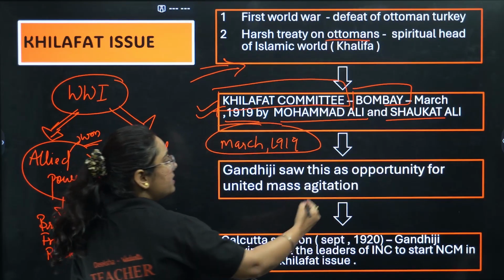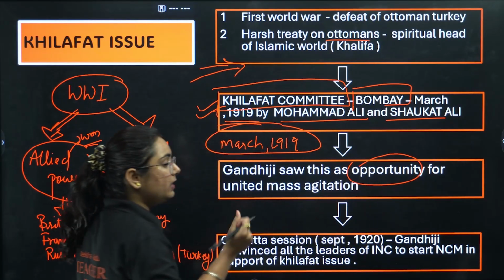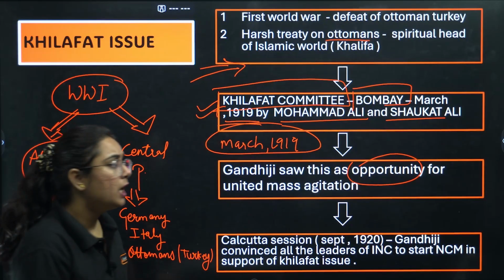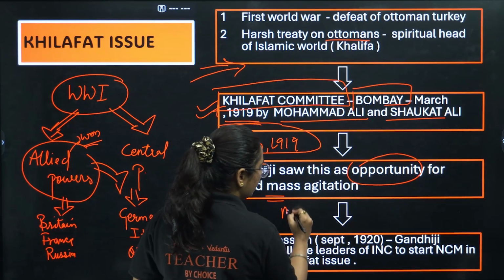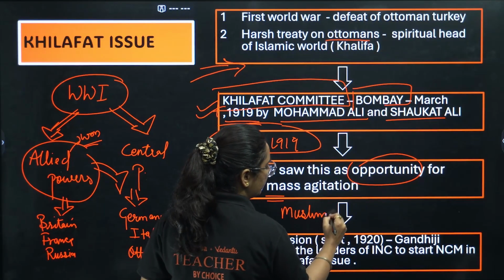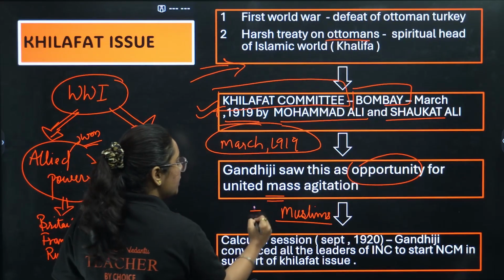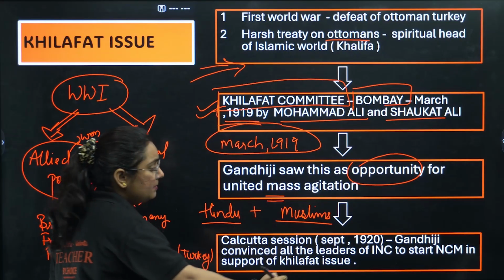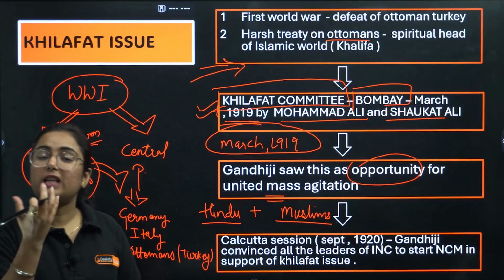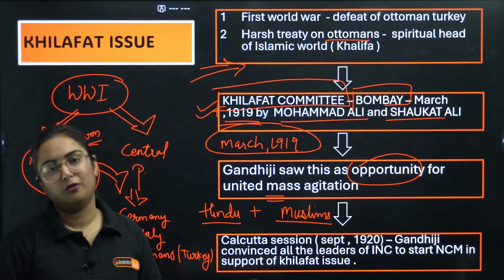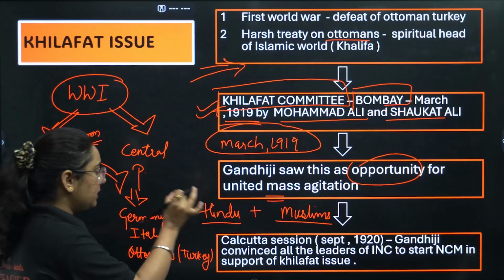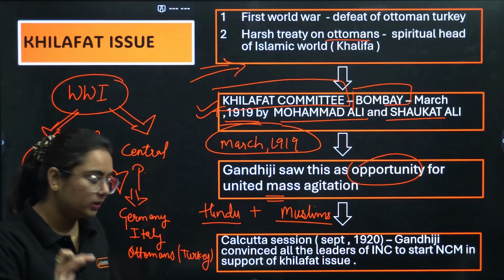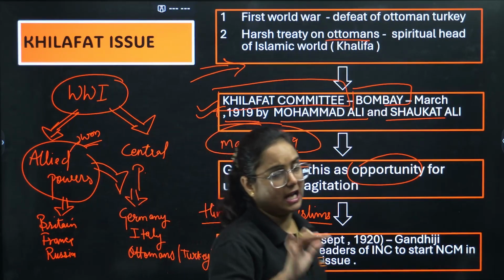Gandhiji thought that this is a very good opportunity when we can have mass agitation. Because of this issue, Muslims will also be included in our national struggle. So we can start a movement along with both Hindus and Muslims against the Britishers, so that it can be a united national movement. Gandhiji took that as an opportunity and wanted to start a movement. He went to the Indian National Congress.